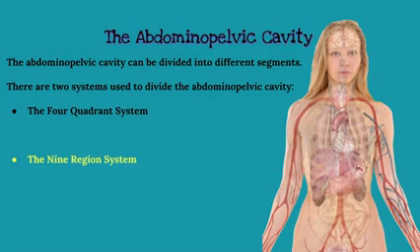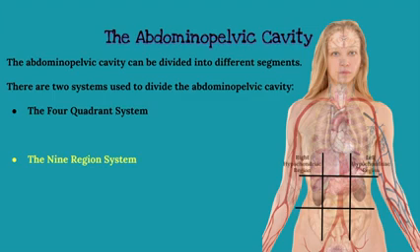The 9-region system uses 4 lines, and to achieve this system, we draw 2 parasagittal lines, then 2 lines along the transverse planes. The left and right superior regions are called the hypochondriac regions. They're named this because they're located right below the cartilage of the ribs. Hypo meaning below, chondro meaning cartilage.